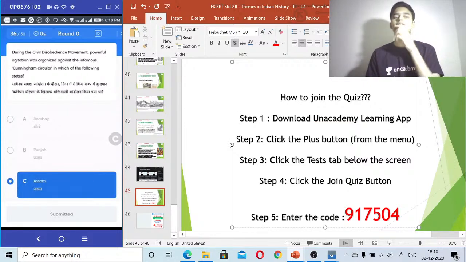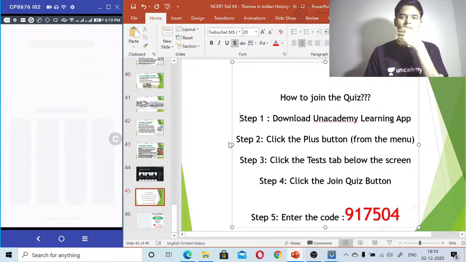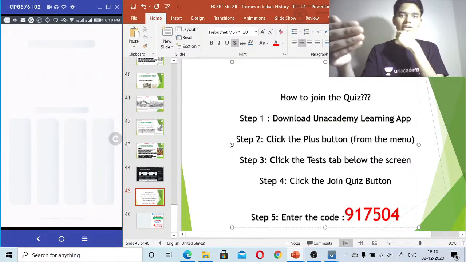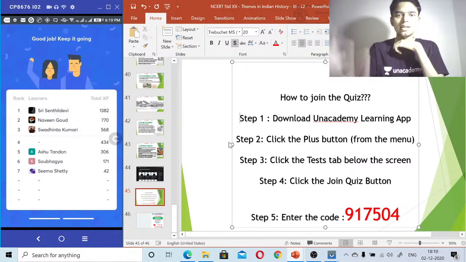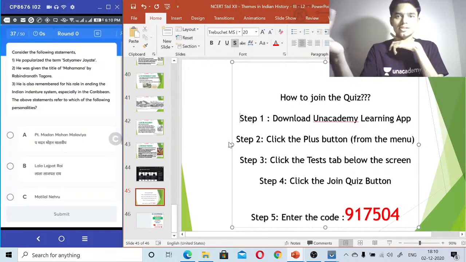Question number 36. We have 50 questions. You can join the quiz even right now, and the method is actually given here. Cunningham Circular is in Assam, in the tea plantations. So how to join the quiz? You can read it from here in the PowerPoint presentation. Please join the quiz using the Unacademy learning app.